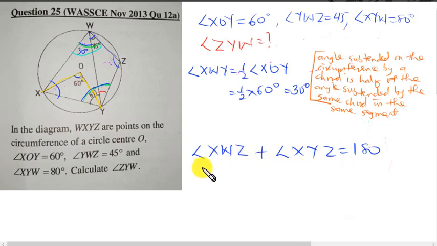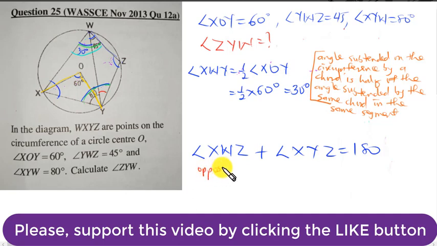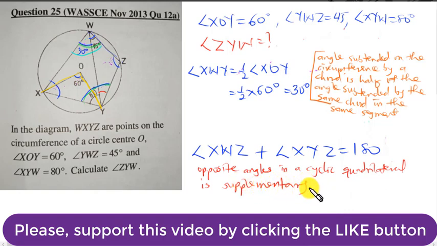It is so because opposite angles in a cyclic quadrilateral are supplementary. When you say supplementary, it means that they add up to 180 degrees. So you can say supplementary, or you can say add up to 180 degrees. Alright, so let's try to write something down from here.